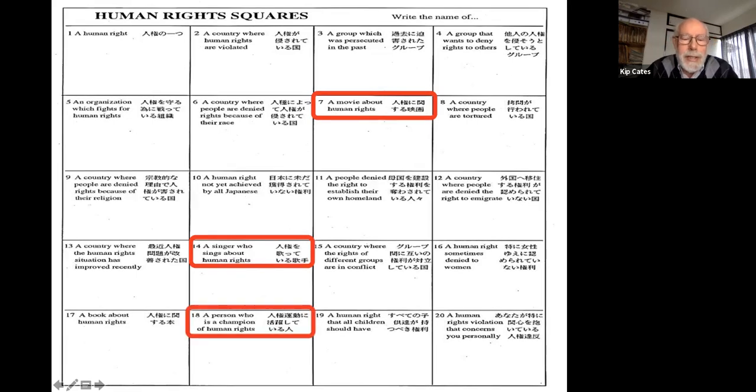Maybe down here, number 18, a person who is a champion of human rights, brainstorming, who do we know? Who did we learn about in school? Martin Luther King and so on. And interestingly, number 20, a human rights violation that concerns you personally. What about you? What do you feel is important? So I put students in groups. I give them 5, 10 minutes to brainstorm, to fill in as many squares as possible, 1 example each.